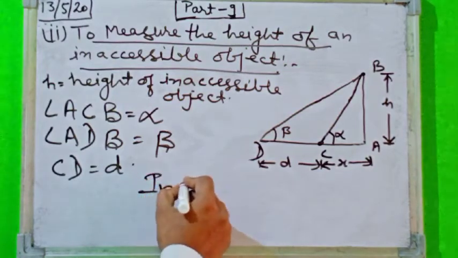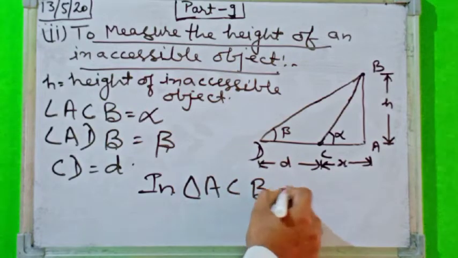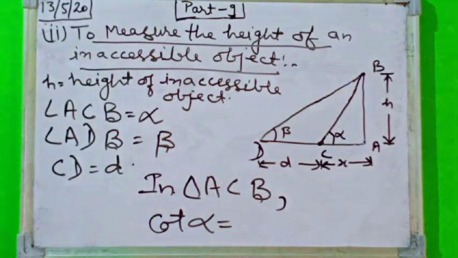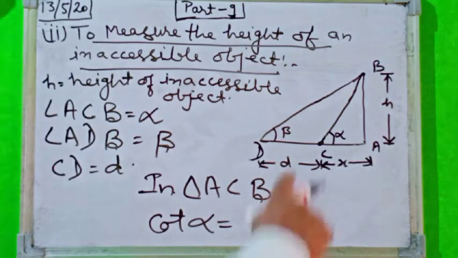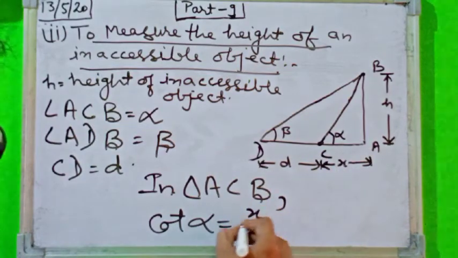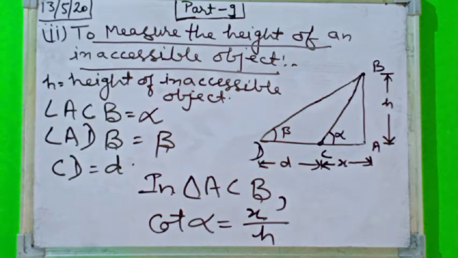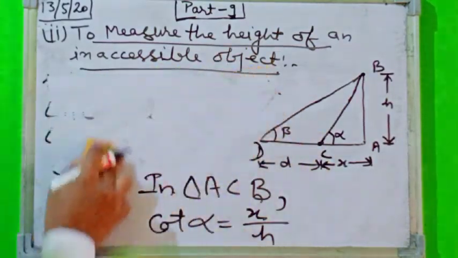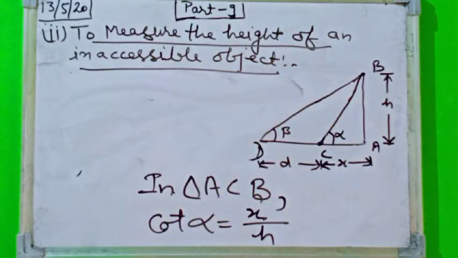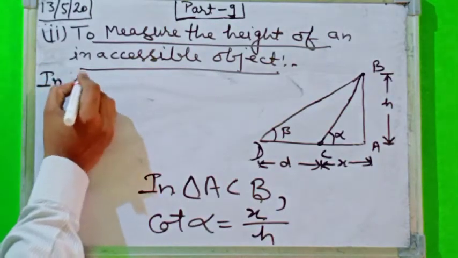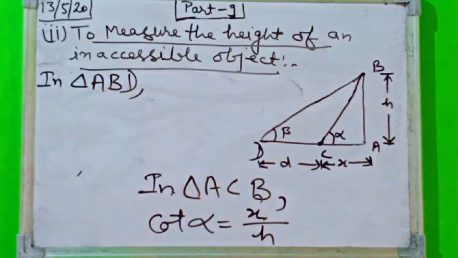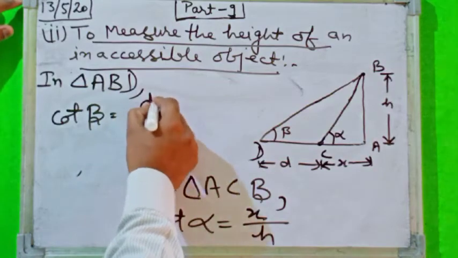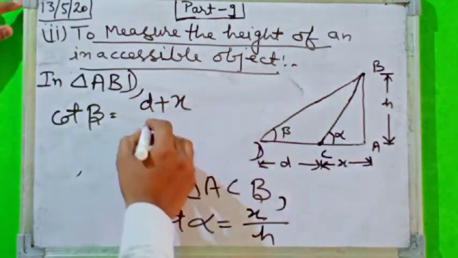Now in right angle triangle ACB, cot alpha is equal to base upon height, since tan alpha is equal to perpendicular upon base. So cot alpha is equal to x upon h. Now in triangle ABD, cot beta is equal to base, that is d plus x, that is CD plus CA, upon h.